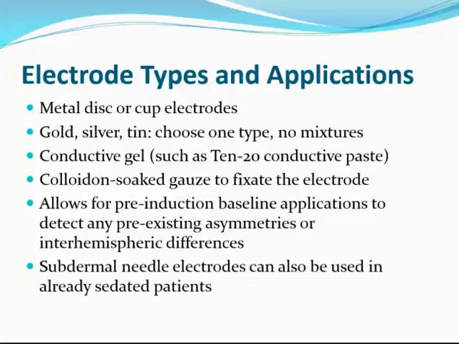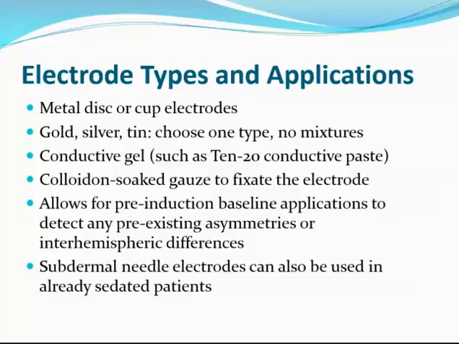You can have metal disc or copper electrodes, gold, silver, tin. Choose one. No mixtures. You don't want to use gold at F4 and silver at F6. If you're going to use gold, just maintain that same metal throughout the whole number of channels that you're using. Conductive gel, the 1020 conductive paste.